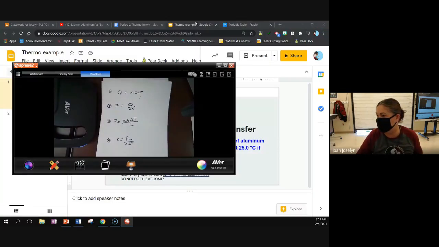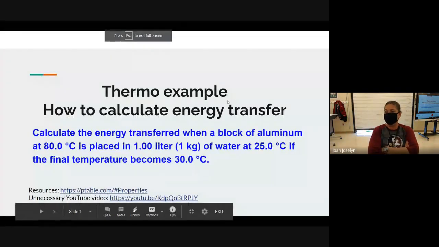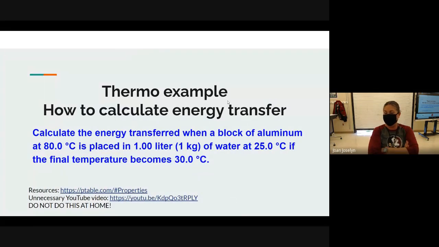Let's read the question together. The question says, find the energy transferred when you put a block of aluminum at 80 degrees Celsius. So I have aluminum, it's 80 degrees. It's placed in 1 liter of water. We know that 1 liter of water is equal to 1 kilogram. And that water is 25 degrees Celsius. The water changes and gets warmer by 5 degrees Celsius. So that's all the stuff we have, and it says, find the energy transfer.